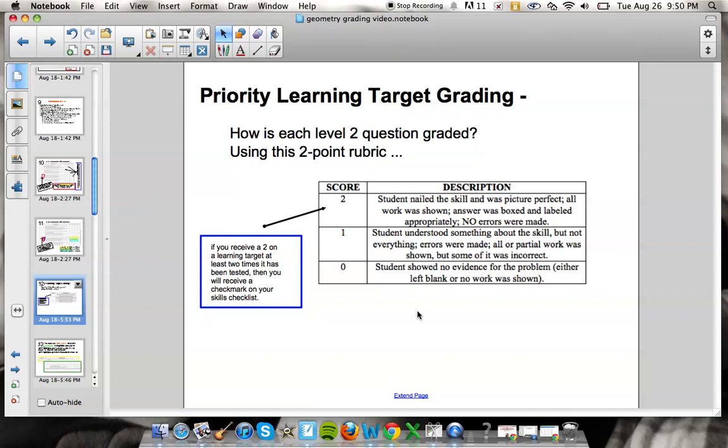If a score of 1, the student understood something about the skill, but not everything. Errors were made, all partial work was shown, and some of it was incorrect. And a score of 0, students showed no evidence for the problem, meaning they left it blank, they were absent, or they had no idea what they were doing. So again, this is the learning target grading rubric that we will use on your tests and quizzes that are given in class.